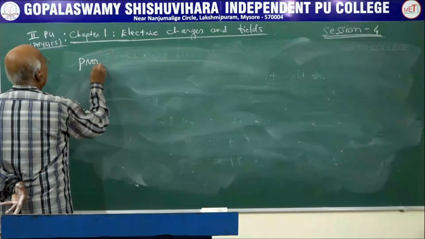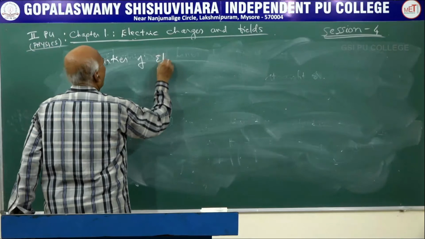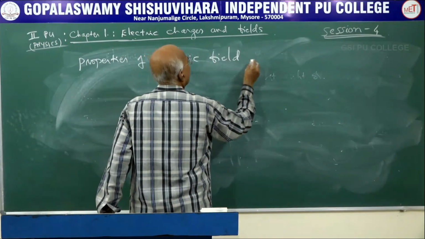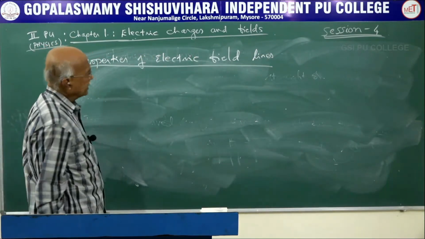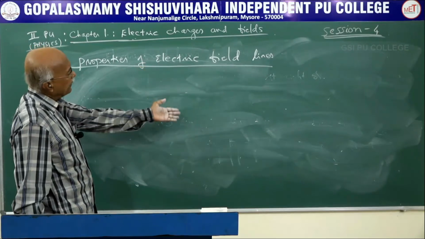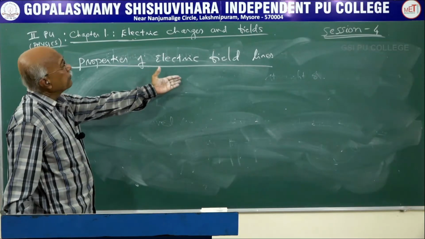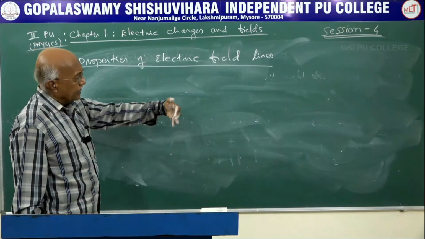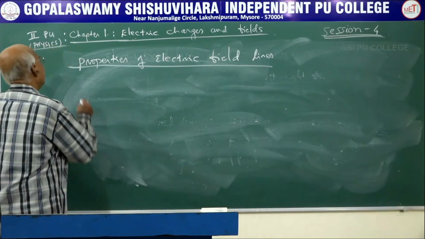Now we will write the properties of electric field lines. In the examination, you will be asked to write two properties of electric field lines, or if the question is for 3 marks, you will be asked to write the 3 properties of electric field lines. So you will remember by looking at the diagram itself. Recalling the diagram itself, you can write the properties.